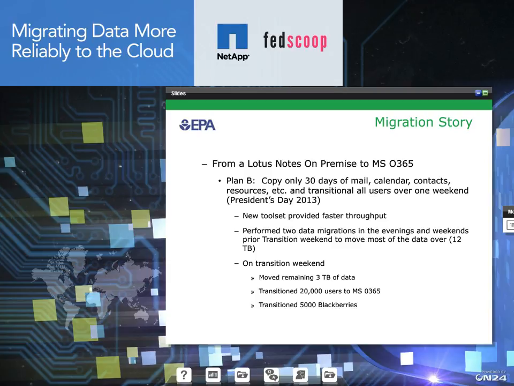We actually performed in the background 2 data migrations prior to that on evenings and weekends, moved about 12 terabytes worth of data over well before the President's Day weekend. And on that President's Day weekend, we moved just the last 3 terabytes worth of data over. And with that, we migrated over the 20,000 end users and about 5,000 BlackBerries that we moved at that time. So it was a great success, and we're glad that we've done it, and we're glad that we're there.